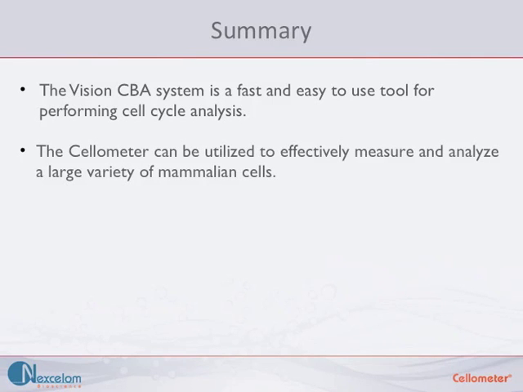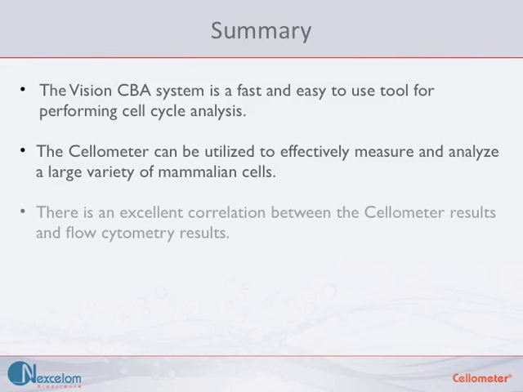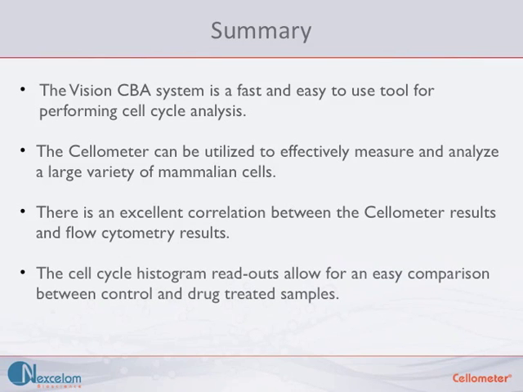In conclusion, the Vision CBA system is a fast and easy tool for performing cell cycle analysis. The Cellometer can be utilized to effectively measure and analyze a large variety of mammalian cells. There's an excellent correlation between the Cellometer results and flow cytometry results. And finally, cell cycle histogram readouts allow for an easy comparison between control and drug-treated samples.